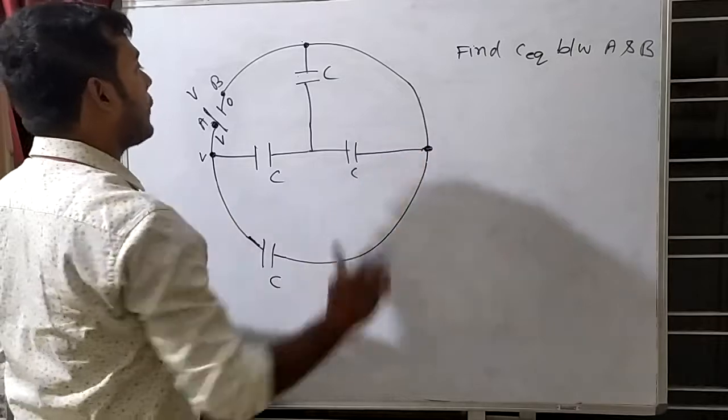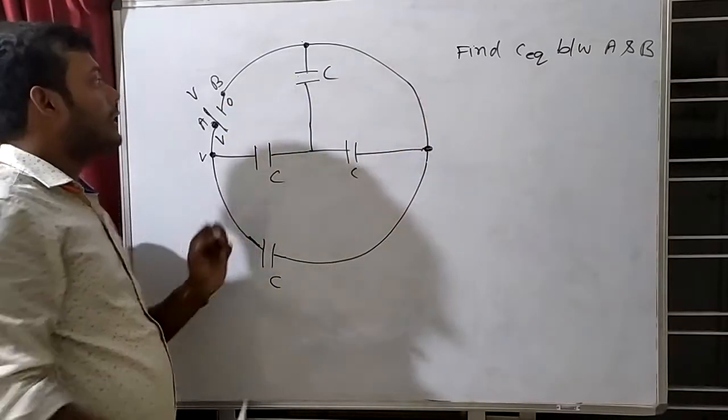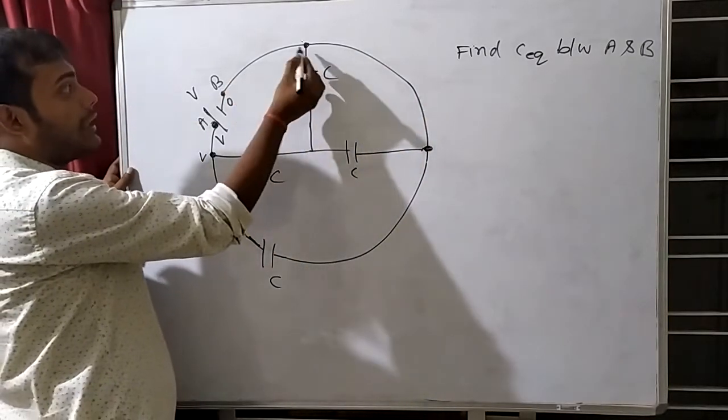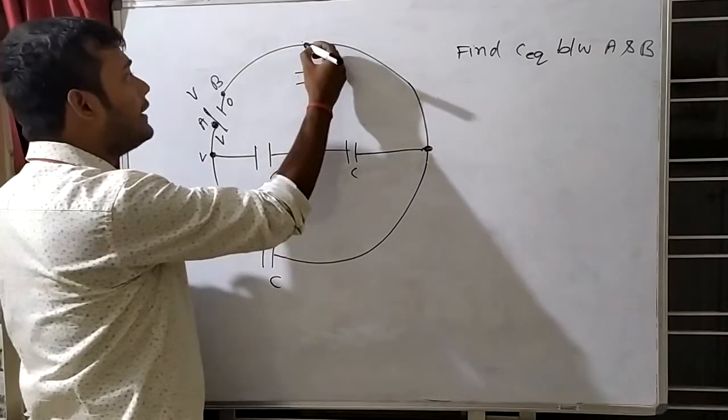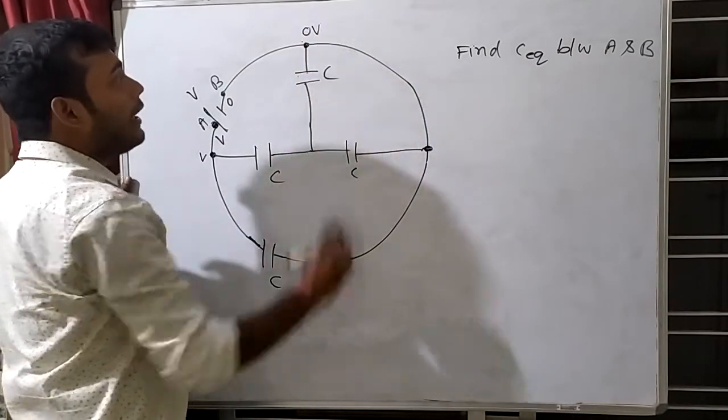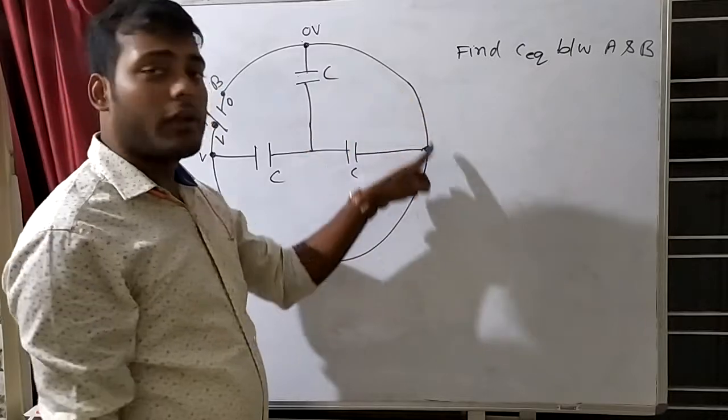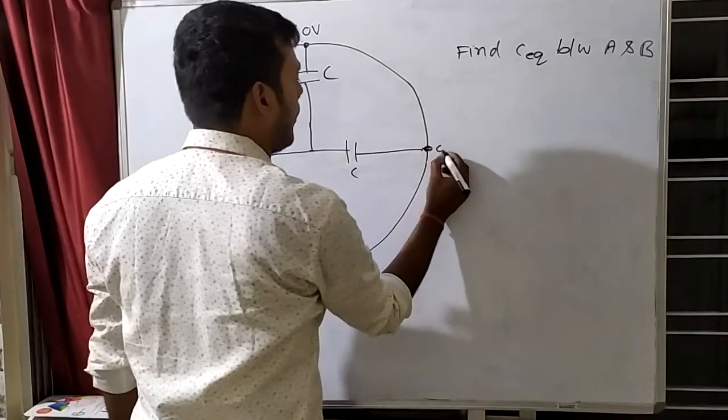So what will be the potential of this point? Now think like this. This is 0 volt. In this wire is there any capacitor or resistance? No. That means there will be 0 volt. Is there any resistance or capacitor in this wire? No. That means this will be how much? 0 volt.